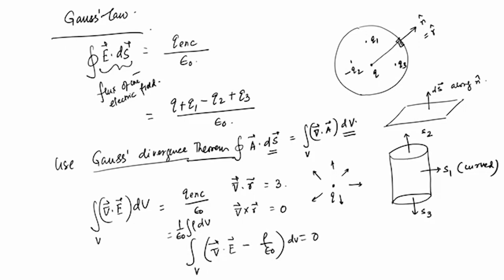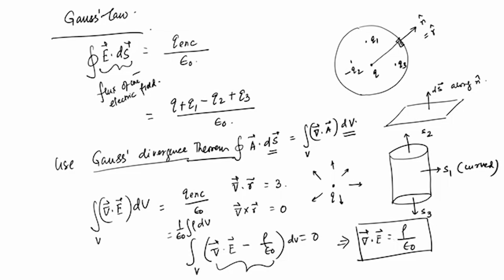Now, that tells us that if this integral is equal to 0 for any arbitrary elemental volume, then the integrand has to vanish. So, that tells us that divergence of E is equal to rho by epsilon 0, and this is another form of Gauss's law. The integral form is given by the first line of this slide, and the differential form is given by the divergence of E, which is del dot E equal to rho over epsilon 0. So, this is in SI units.